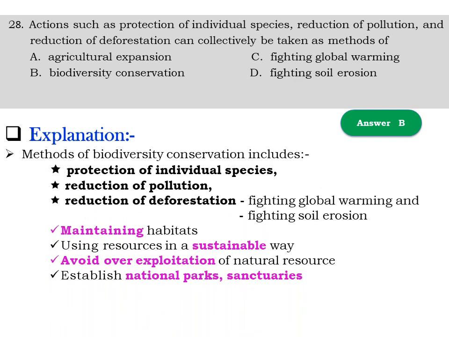Let us see the explanation. Methods of biodiversity conservation include protection of individual species, reduction of pollution, and reduction of deforestation, which in turn help fight global warming and soil erosion when deforestation is reduced. There are also other methods for biodiversity conservation: maintaining habitat, using resources in a sustainable way, avoiding over exploitation of natural resources, and establishing national parks and sanctuaries.